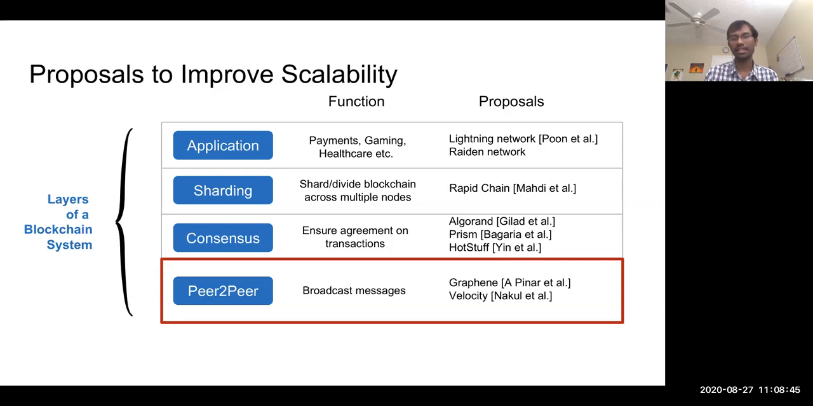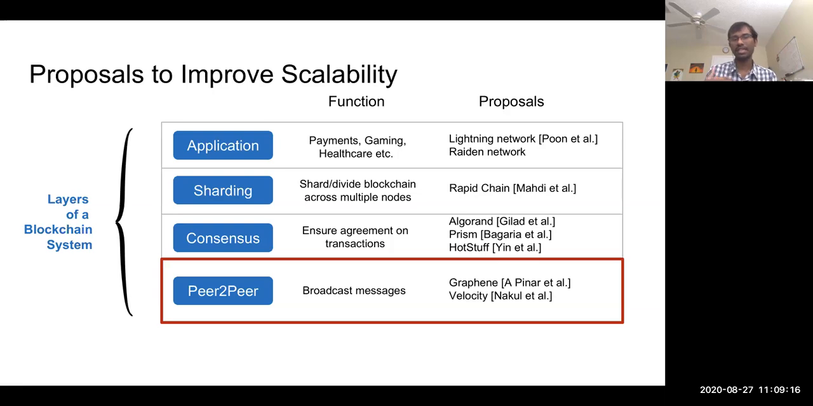And above this layer, we have the sharding layer. Sharding is basically where we divide the blockchain into smaller pieces for scalability reasons, so that each individual node has to only maintain a small portion of the blockchain instead of downloading the entire blockchain that can be big in size. And at the very top, we have the application layer, which includes payments, gaming, things like that.